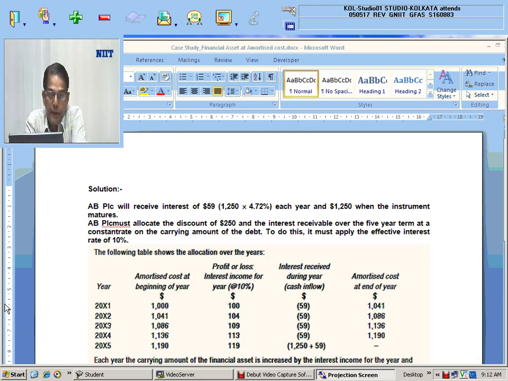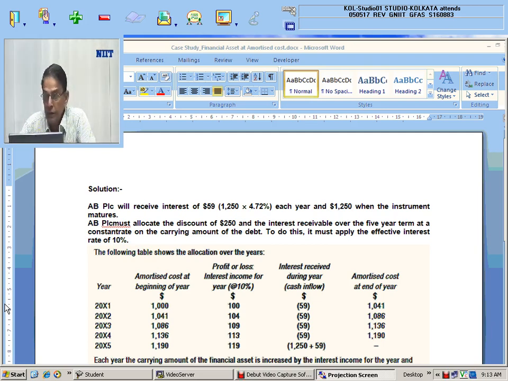the amortized cost at the beginning of the year is 1,086. Interest at 10% on 1,086 is 109. 59 is the actual cash inflow, the annual interest received on the debt instrument. So the difference is 50, which will be added to the amortized cost at the beginning of the third year. So the amortized cost at the end of the third year will be 1,136.